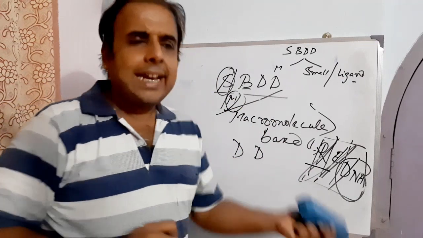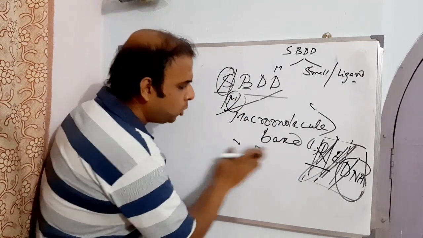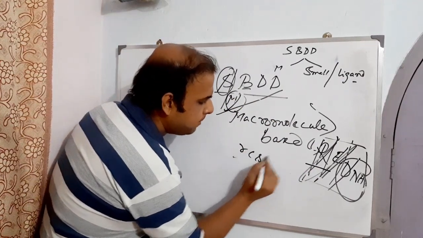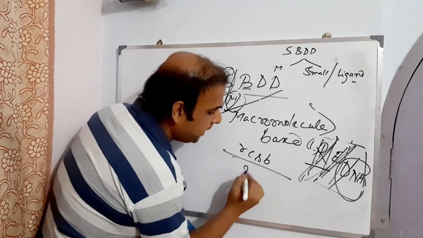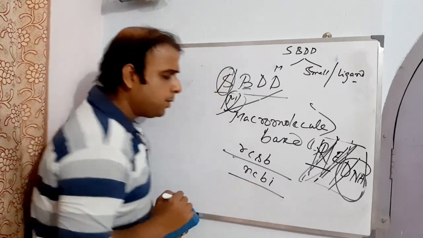We have a few sites there. Out of that, two are very important. One is RCSB and the other one is NCBI, right? So these are the two sites.